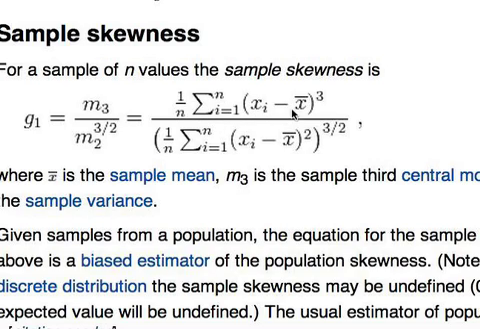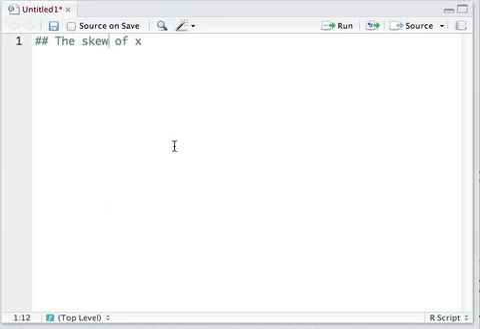Xi is my sample, X bar is its mean, so I'm going to take a difference, cube it, add it, divide by 1 over n. Something similar down here, where I'm going to square the differences, take the 3/2 power after dividing by 1 over n. So let's see if we can't get that straight.